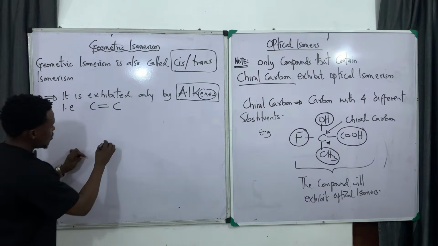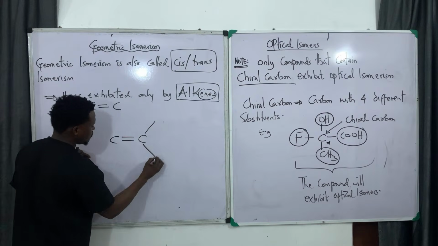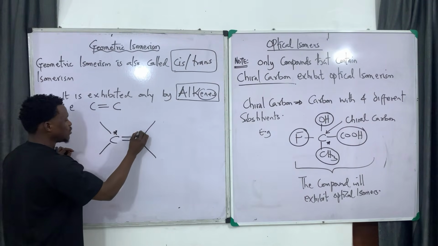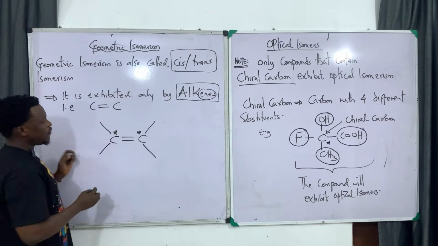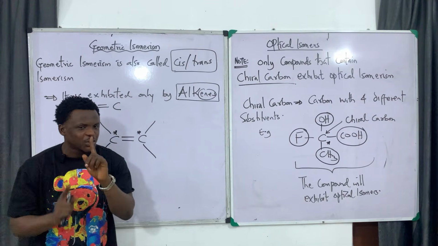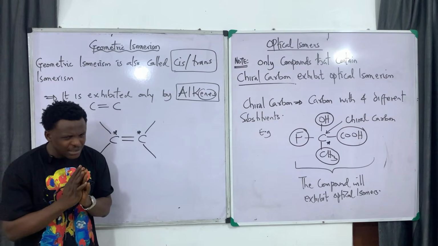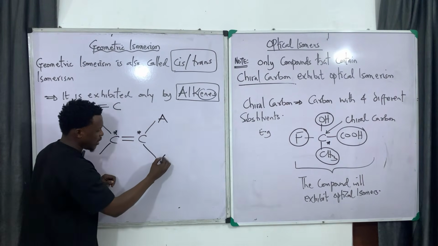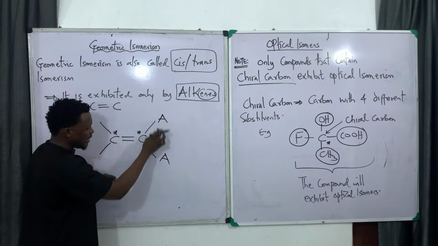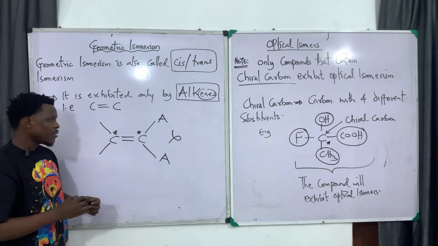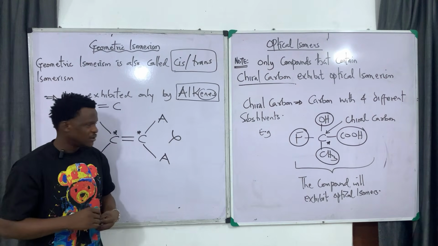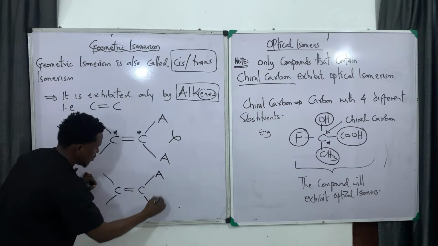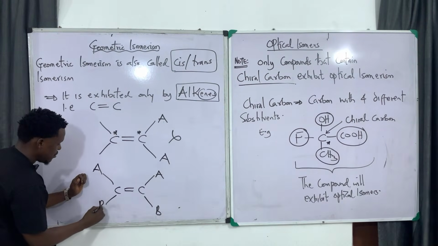Now, maybe you've seen something like this before. Class, these 2 carbons are the 2 carbons of the double bond. For any compound to exhibit geometric isomerism, please listen to me. Each of these carbons must not have the same substituents. If this one has A and this one has A, it is wrong. They must have different substituents. Now, what is correct? A, B, A, B.